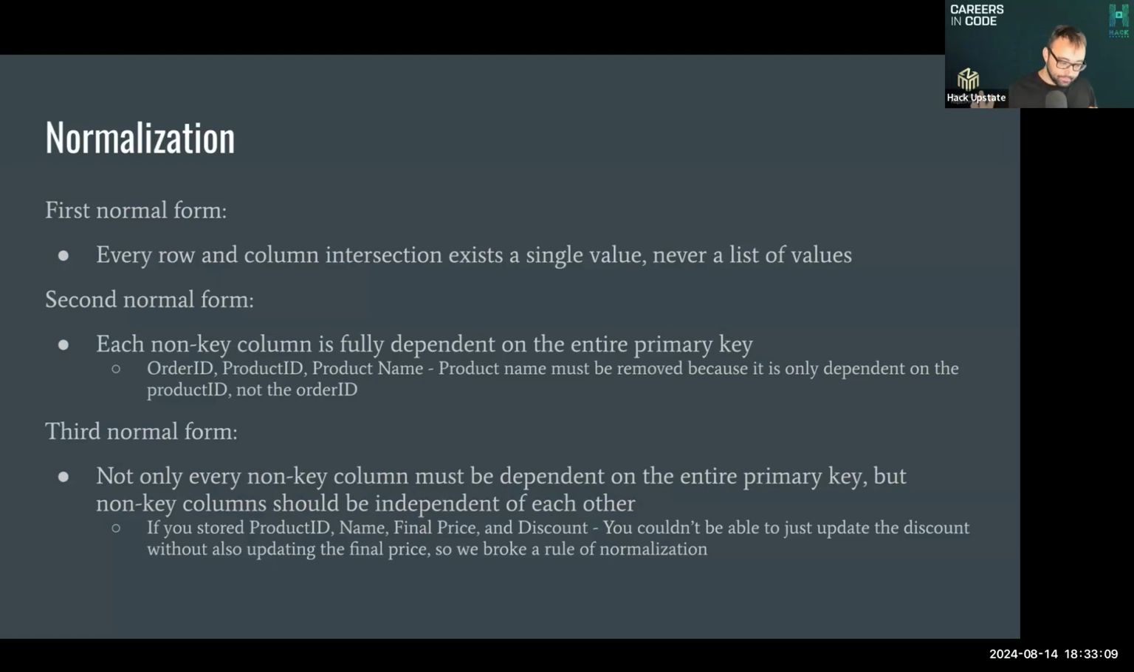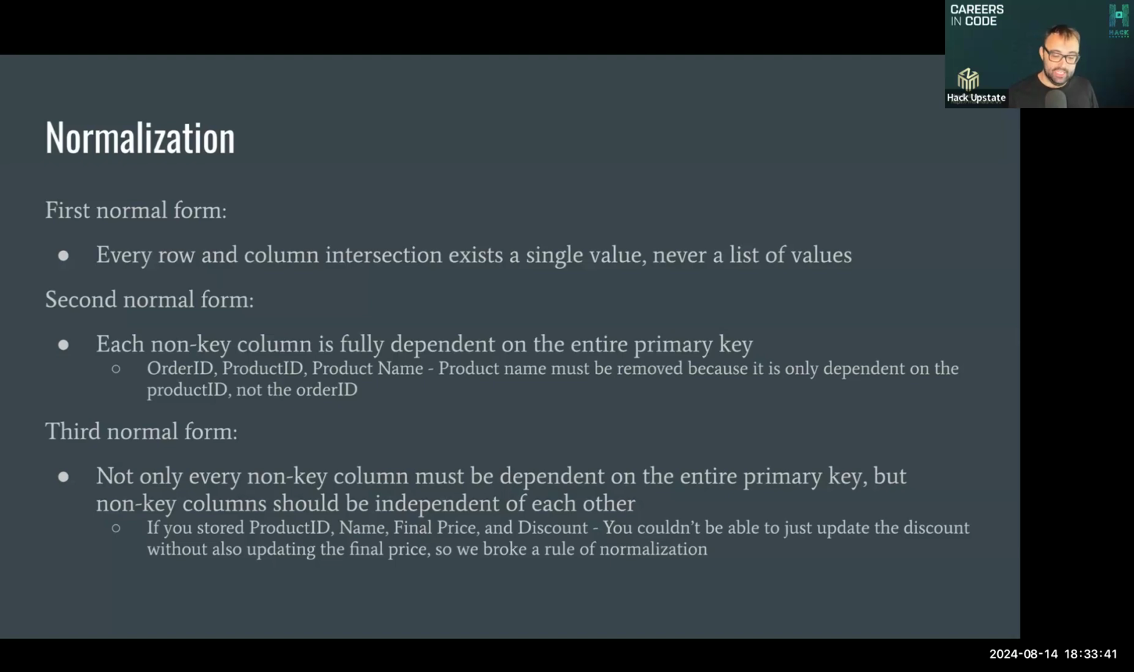Third normal form is not only every non-key column must be dependent on the entire primary key, but the non-key columns should be independent of each other. So if you use product ID, name, final price, and discount, you couldn't update the discount without also updating the final price. So we broke a rule of normalization. What does that mean? This is basically saying don't store calculated values in the database.